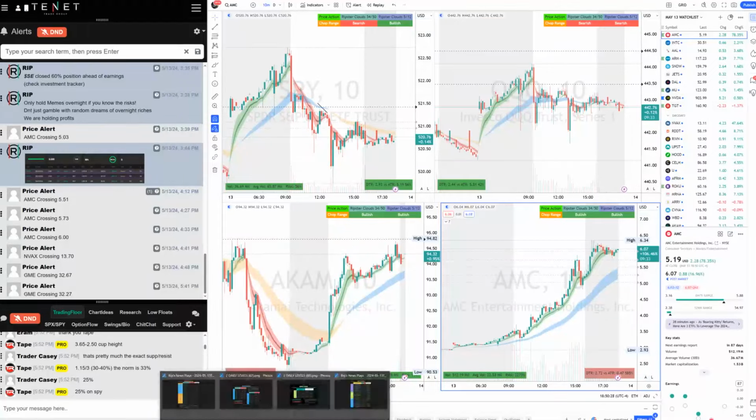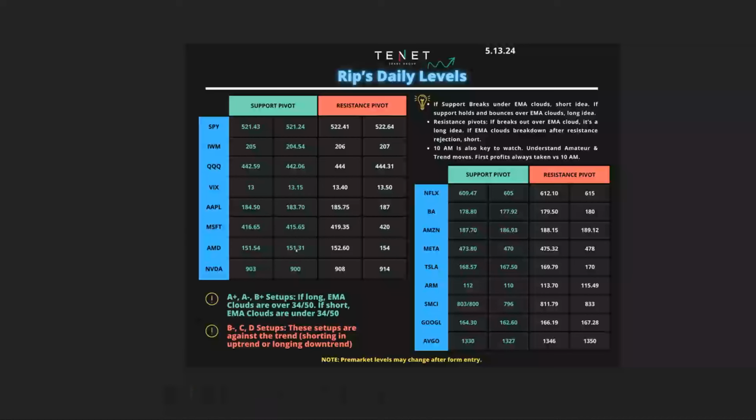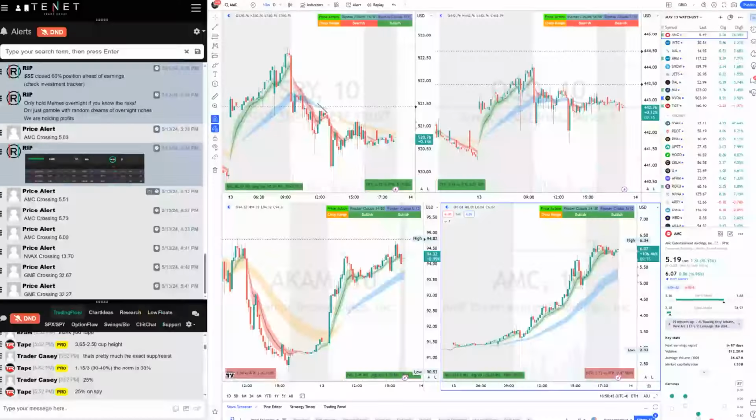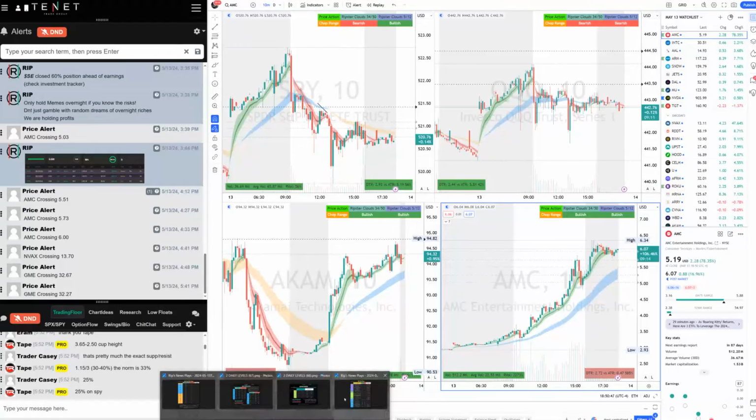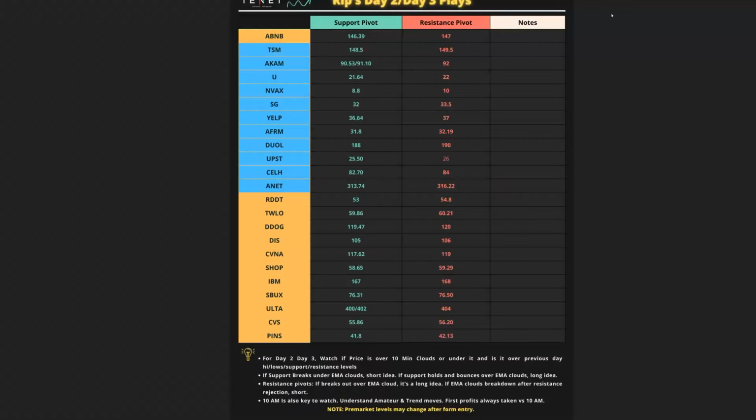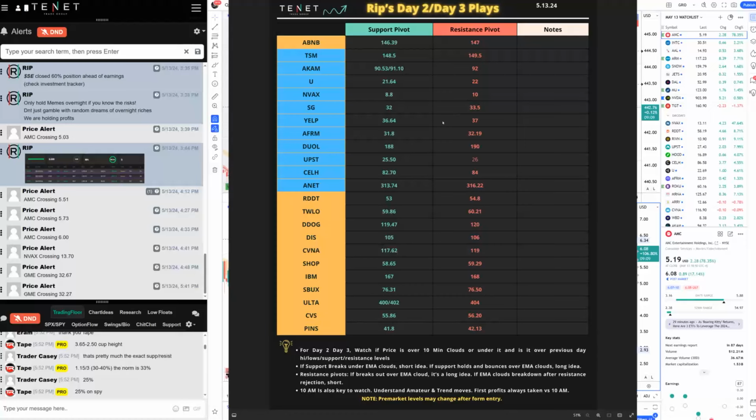In addition to the game plan, we also share the daily levels with the community: SPY, QQQ, IWM. You can see all these are the market plays. We play them every day irrespective of the news or no news. So these are levels the traders in the community can use to trade on their own with the system. In addition to that, I also share my day 2 day 3 setups, support and resistance levels.